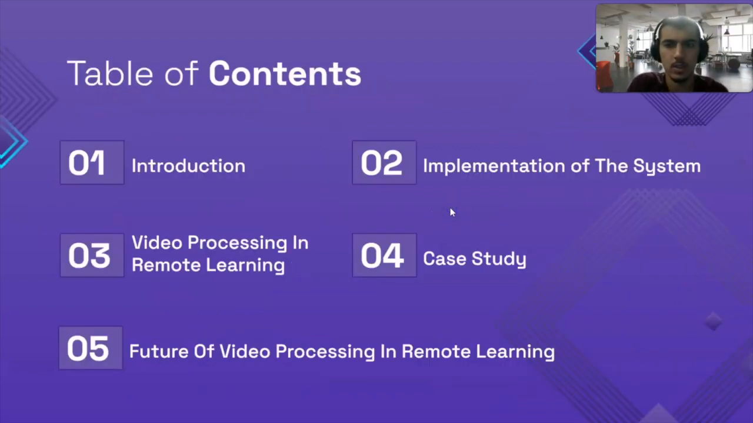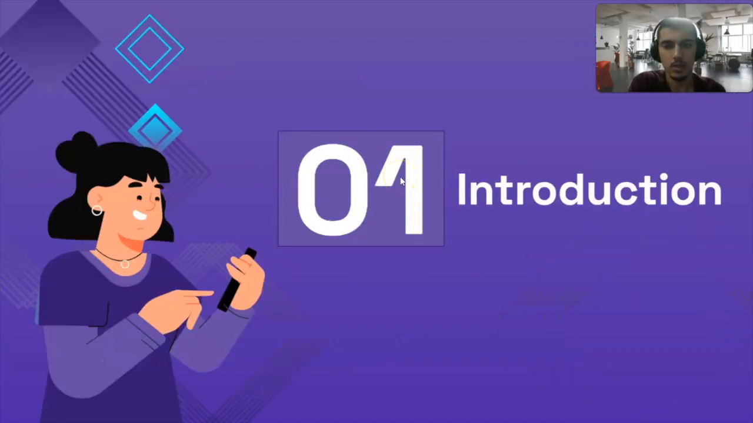Let's start by looking at the table of contents, where we have 5 subsections that we will be talking about. Number 1 is an introduction to the title itself, and number 2 is the implementation of the system and the things that we need for that system. Number 3 is what video processing is and how it is used in remote learning. Number 4, we will be giving a case study or an example of how video processing is being used in remote learning. And number 5 is where we'll be talking about future improvements of video processing in remote learning. So let's talk about the introduction first.